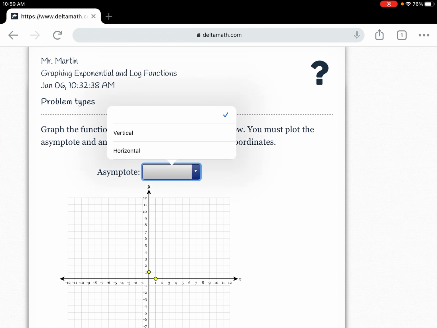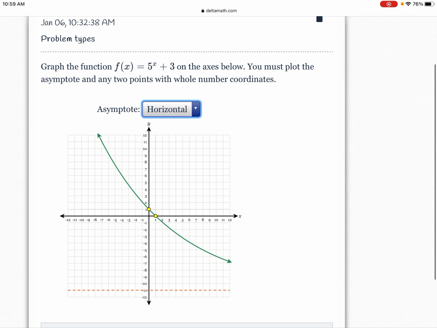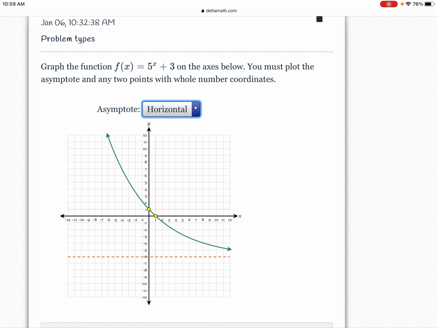So let's jump back over here. Why is it not letting me choose? I didn't have this problem earlier. So we have a horizontal asymptote. There, it finally worked. So we have a horizontal asymptote of 3.